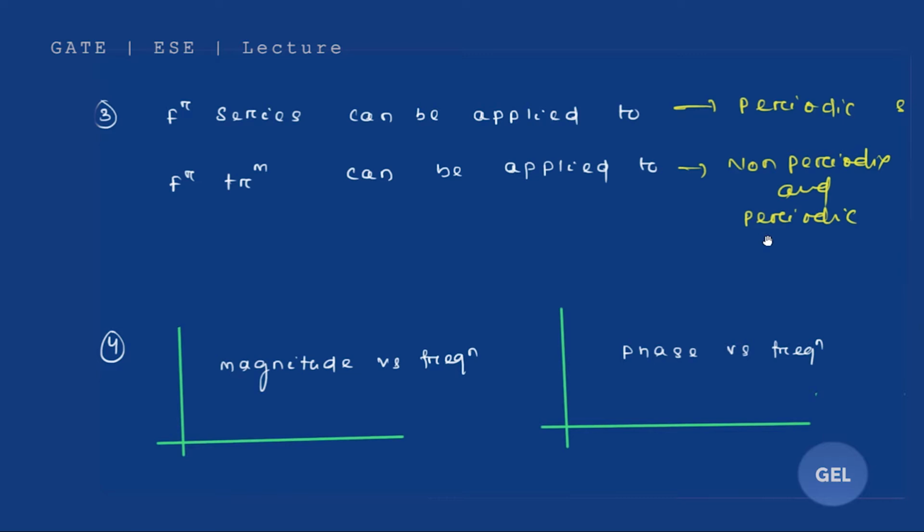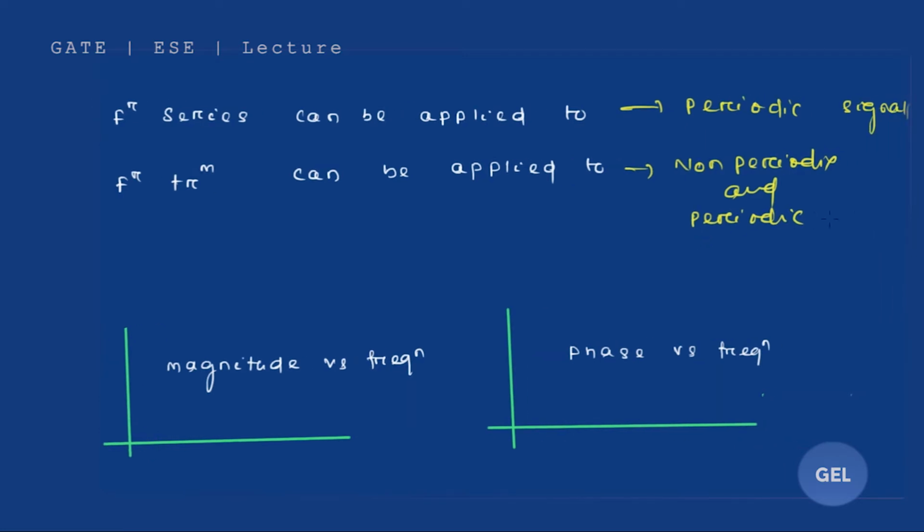It's not an issue. Okay, but mostly Fourier transform is invented for non-periodic signals only. Clear this concept? But you can apply it here for both the signals. Now in frequency domain, so we are going to convert any signal from time domain to frequency domain, right? Time domain to frequency domain.